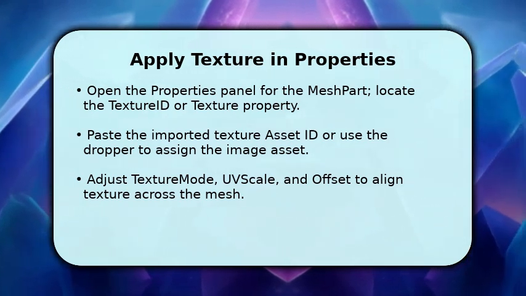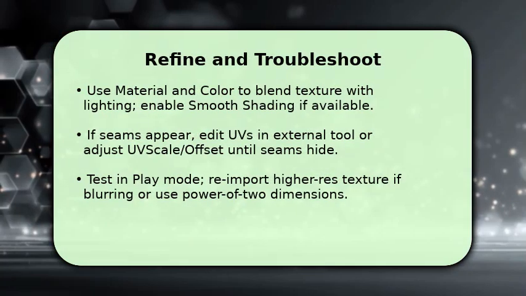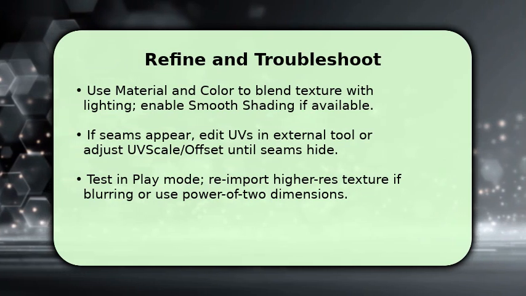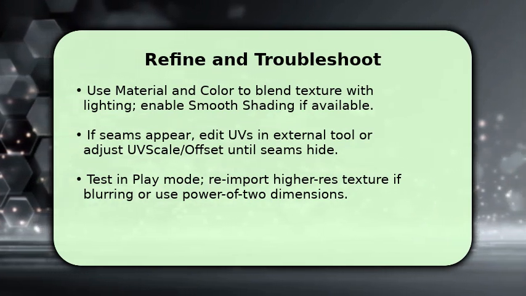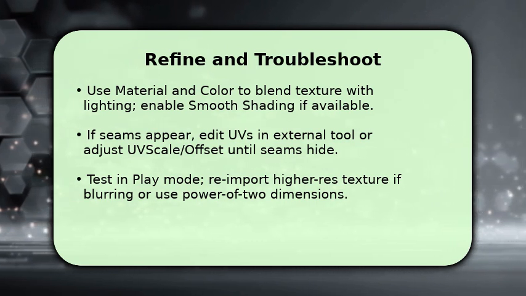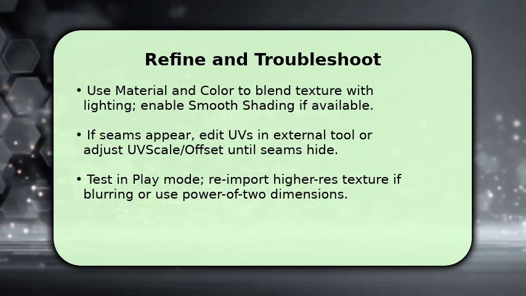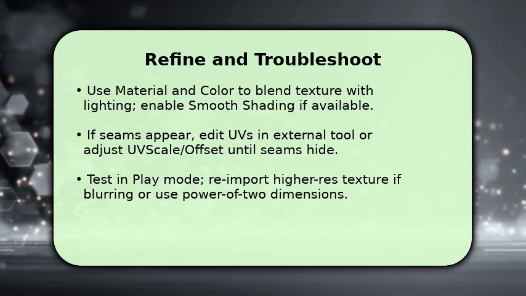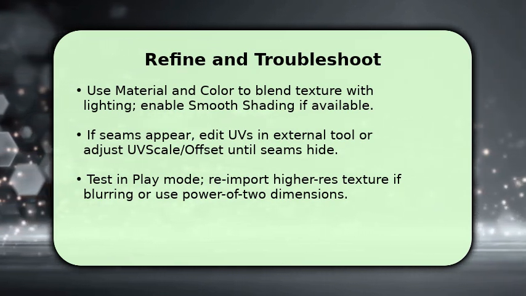Finish by refining material settings and testing. You should set material and color to match the texture under studio lighting and enable smooth shading if it improves appearance. If you see seams or weird stretching, adjust UV Scale/Offset or re-export corrected UVs from your 3D tool. Sometimes re-importing the mesh with baked UVs fixes it.